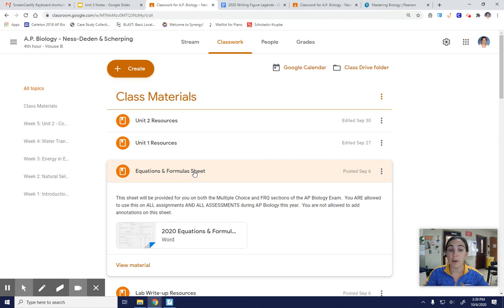Now that we're getting to a little more math, you are always allowed to have this equations and formula sheet with you, or a printed copy of it, as long as you didn't take any notes on it, when you're taking your assessments.